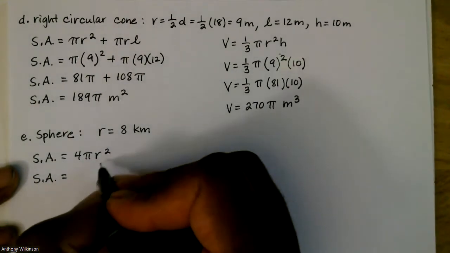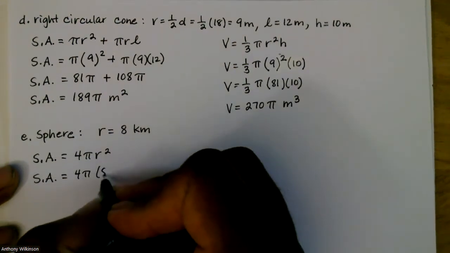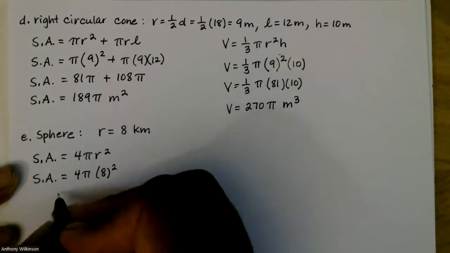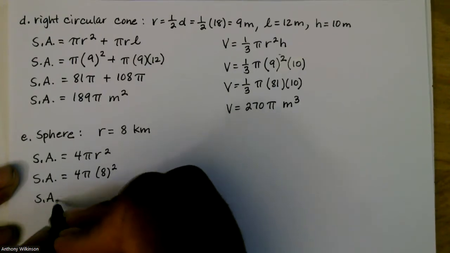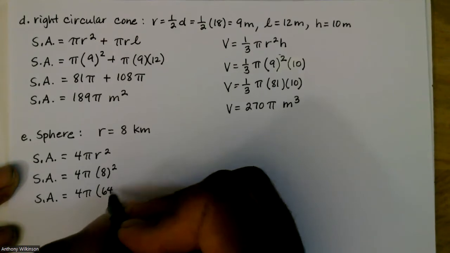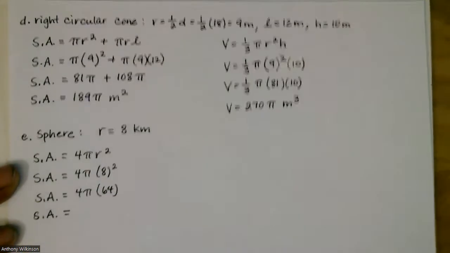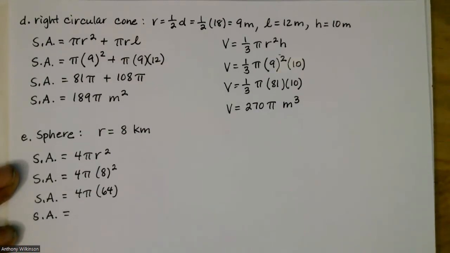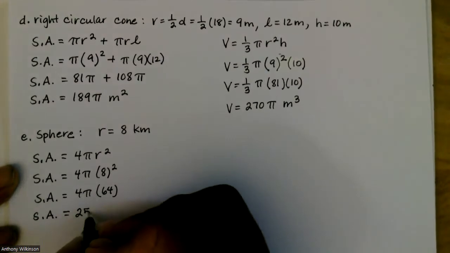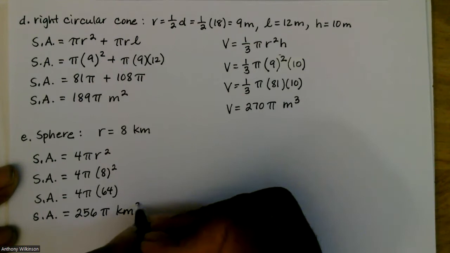In this case, r is 8 kilometers, so it'll be 4 pi times 8 squared. I'm going to square the 8, that would be 64. 64 times 4 will be 256. So it'll be 256 pi square kilometers.